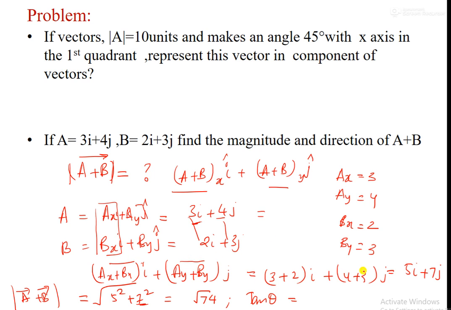Suppose this is the sum, right? This a plus b in y direction by a plus b in this direction is equal to 7 by 5. So that's all. This is how we will find magnitude and direction if we are given components of a vector.